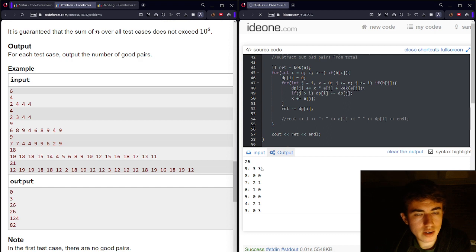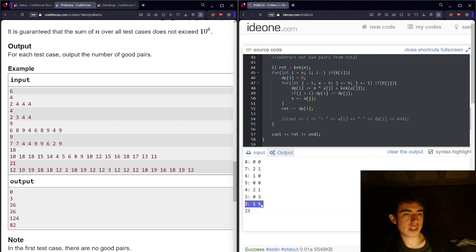So 9, we have 3 values and 3 pairs. 7, we have 2 values and 1 pair, sure. 6, we have 1 value and 0 pairs. Yeah. 4, 2 values and 1 pair. Okay, and 2. Alright, so here's where the problem, I guess, lies.